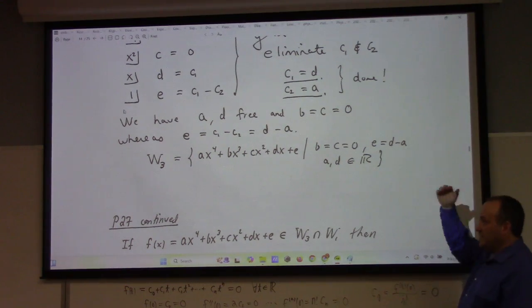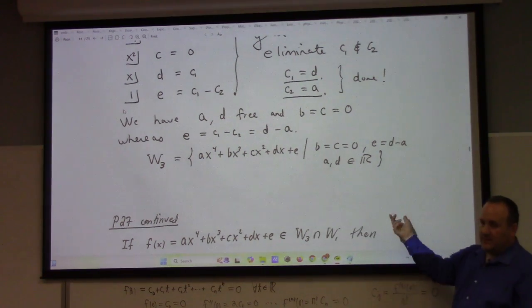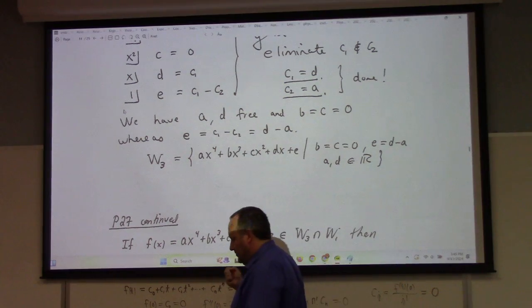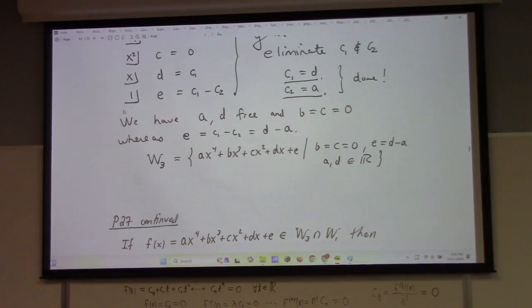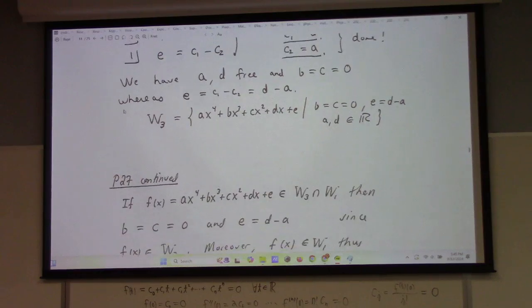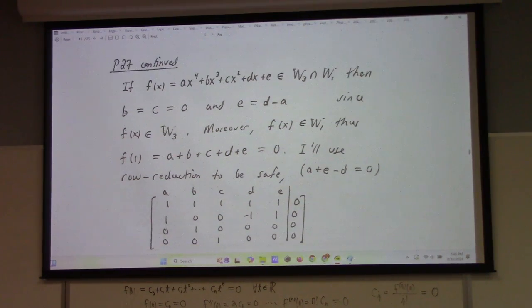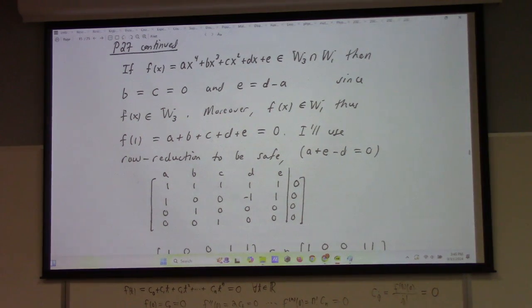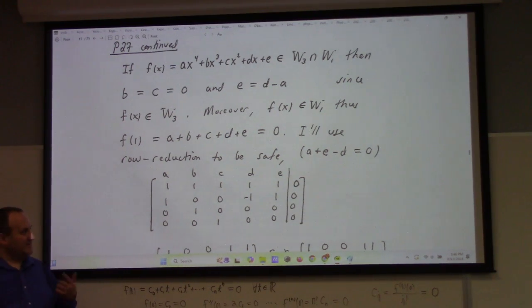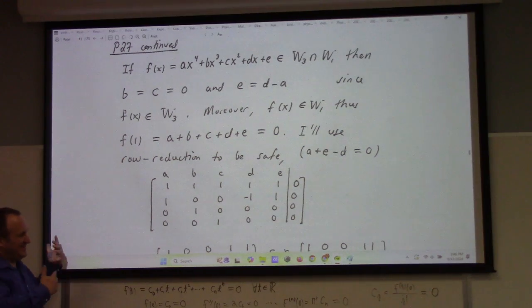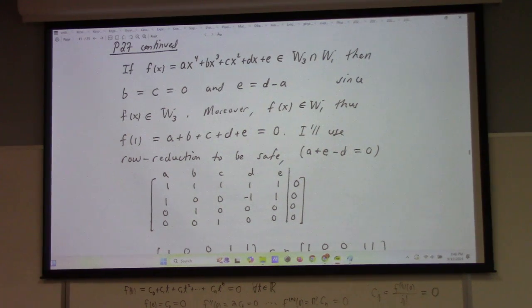And so if I want to look at W3 and W1 intersected, then I can apply the equations I just found to describe W3 together with the ones that describe W1. Now at this point, I have to face the music because I've got 4 equations and 5 unknowns, and they're not that nice. So to be safe, I'm going to use row reduction. You know, it just got a little bit too much.